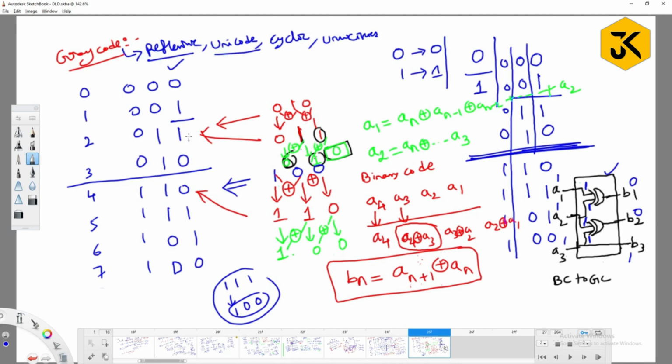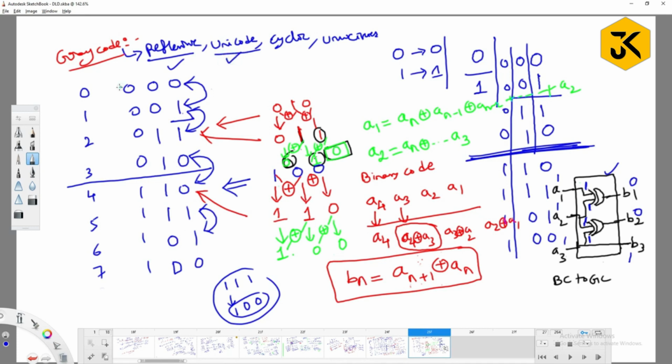And why am I calling it a unit distance code? If you observe any two numbers which are adjacent to each other, how many bits are changing? Only one bit is changing, that is only 0 and 1. If you observe these two, how many bits are changing? Only 1. If you observe these two, only 1. If you observe these two, only 1. This is what a unit distance code means: at any point of time, if you take two adjacent numbers, only one bit is going to change. That is what I call a unit distance code.